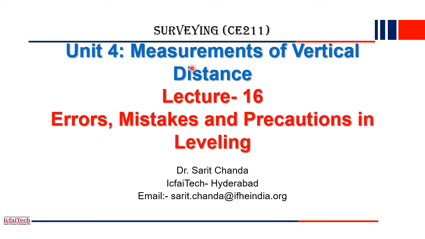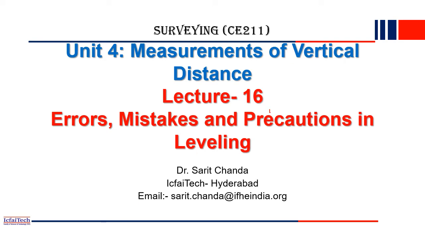Welcome to surveying class. Today we are discussing unit 4, measurement of vertical distances, and this is the last lecture in this unit, that is, errors, mistakes, and the precautions in leveling. In this unit, what we have discussed so far is that using the dumpy level, auto level, or maybe a total station, we can measure the vertical distances and the elevations of different points.